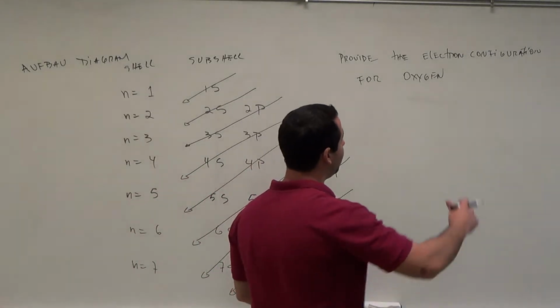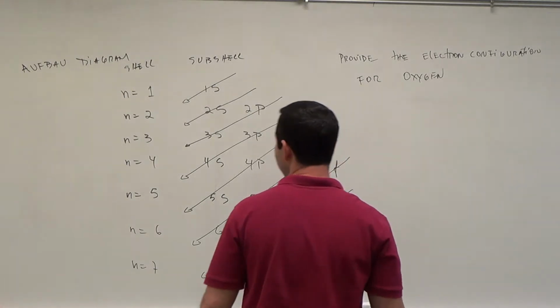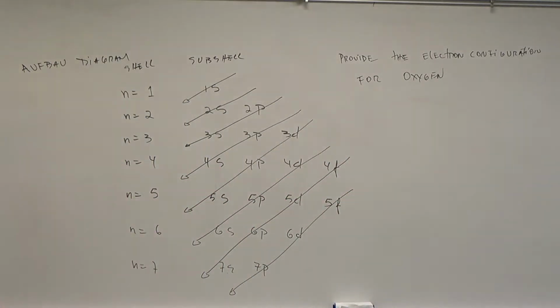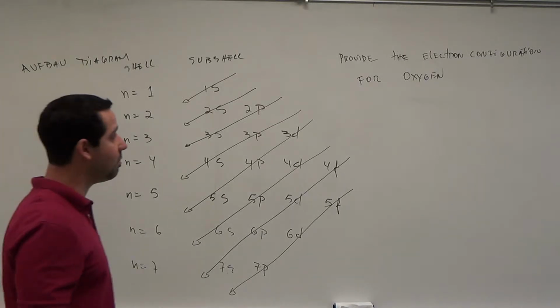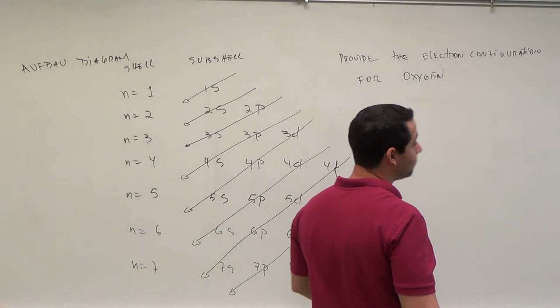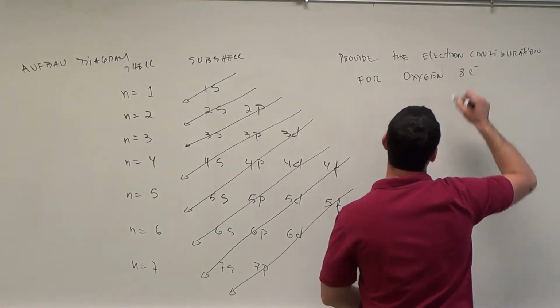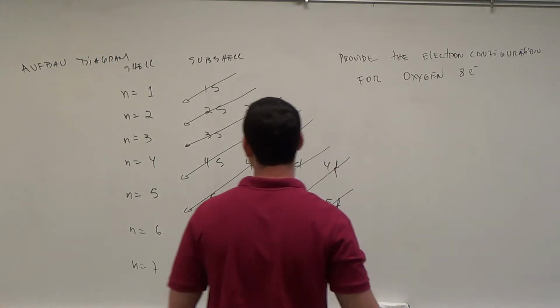So for oxygen, we need to know how many electrons are there. How many electrons does oxygen have? 8? How do you guys know? You memorize that sort of stuff? Periodic table, you got one? What's the number on the periodic table for oxygen? 8? You sure? Yep. All right. Number of electrons is 8. I have to place 8 electrons.